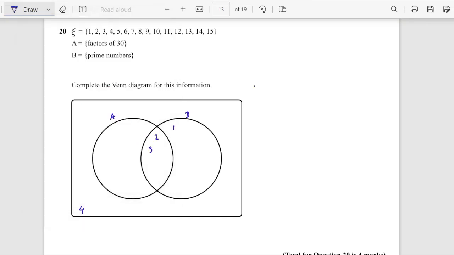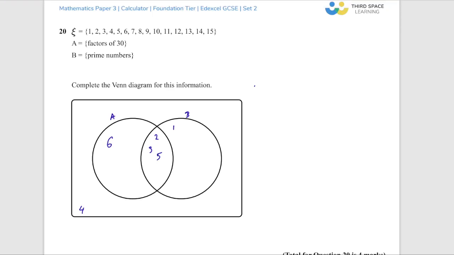Sorry, my pen fell out. 5 is a prime number and a factor of 30, so 5 is going to go in the intersection. 6 is a factor but not a prime. 7 is a prime. 8 is not a factor or prime. 9 is neither. 10 is going to go as a factor but not prime. 11 is going to go as a prime. 12 is neither. 13 is prime.